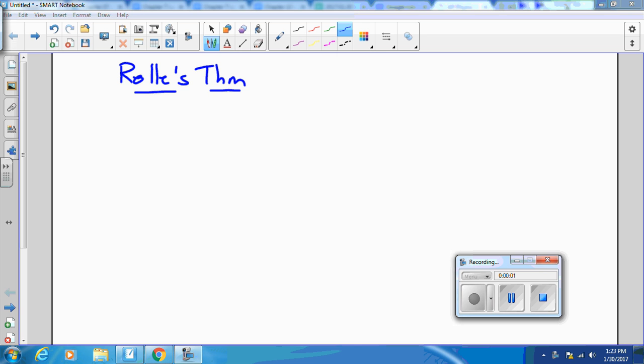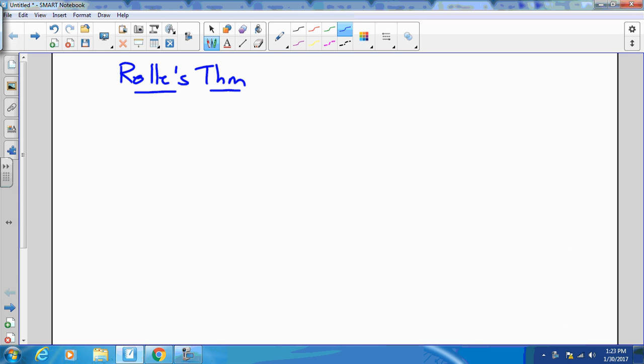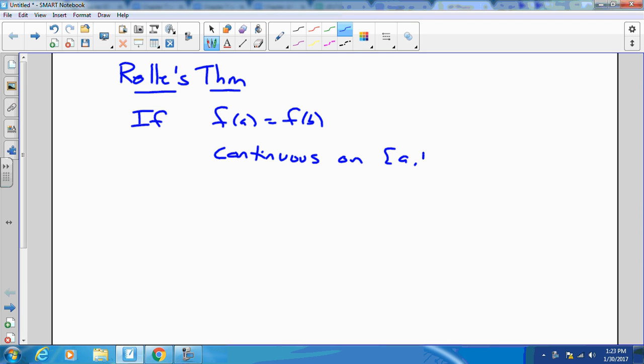So let's begin by doing a little bit of review of Rolle's theorem. Recall that we said that if a function meets what conditions were there? It's continuous on A to B, on a closed interval, and it is differentiable on the open interval.